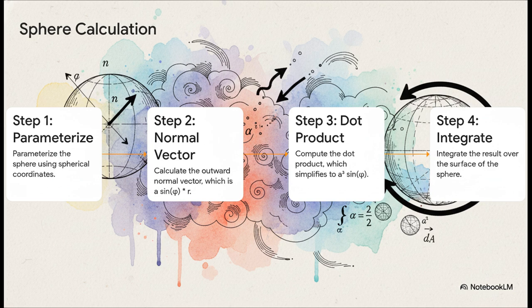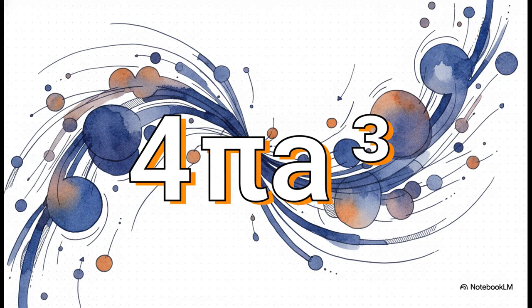First, we have to parameterize the sphere, basically creating a map for it using spherical coordinates. Then we use that map to calculate the normal vector, which points straight out from the sphere at every point. After that, we do the dot product of our field and that normal vector, which in this case simplifies down really nicely to a cubed times sine phi. And finally, we integrate that result over the whole sphere. And once you run that integral, you get a final flux of 4 pi times a cubed. It's a really clean result for a classic problem.